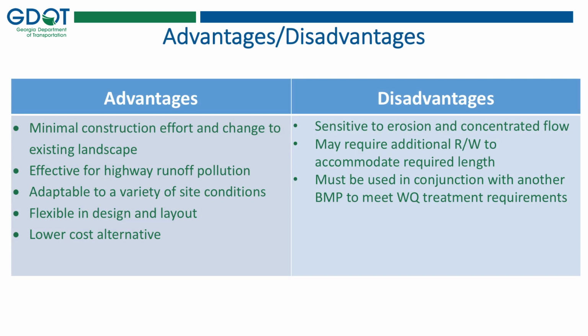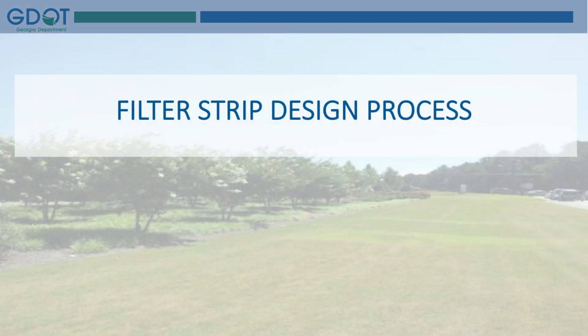In summary, filter strips can be an effective, low-cost BMP that easily fits within a roadway drainage setting. However, they are very sensitive to concentrated flow and erosion and may require additional right-of-way to provide the required design lengths. They must also be used in conjunction with another BMP, such as OGFC or grass channels, to meet the treatment requirements. Next, let's review the design process for a filter strip.